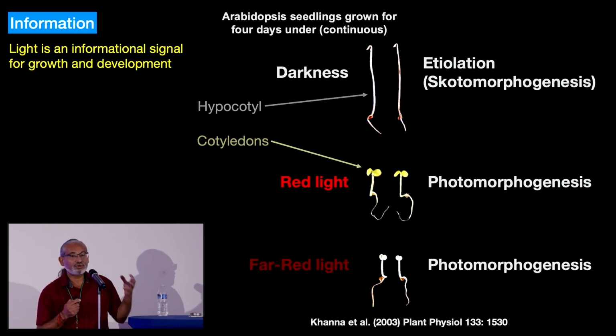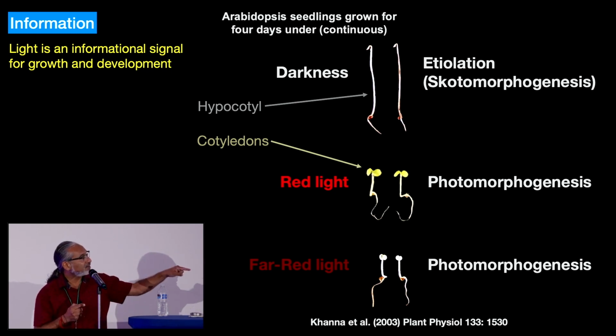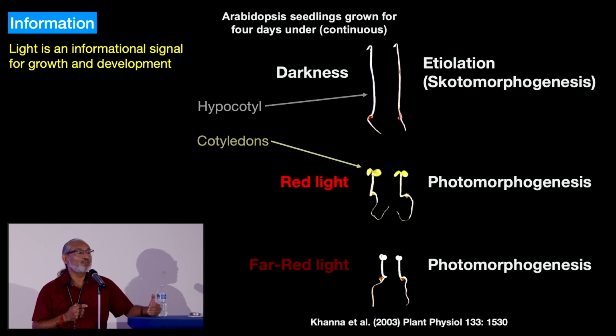which are the first leaves, are open. But in far red light, there is no greening. You need either red or blue light for chlorophyll synthesis. So in far red light, plants will not green, they will stay white, and they will not be able to photosynthesize, because you need red or blue light for photosynthesis.